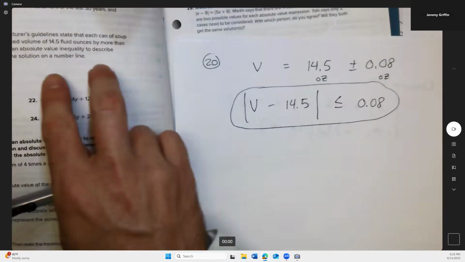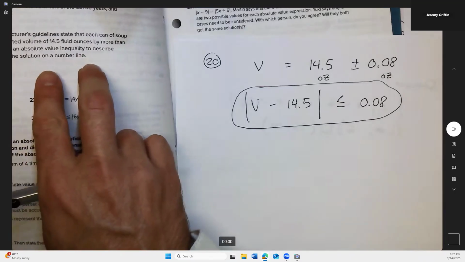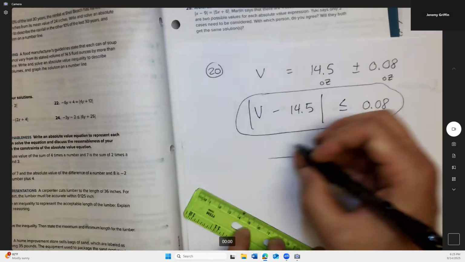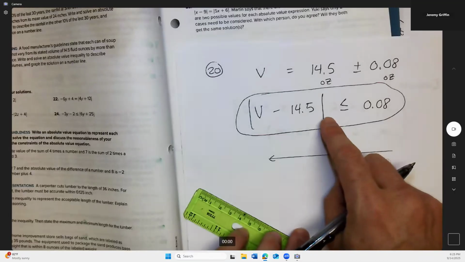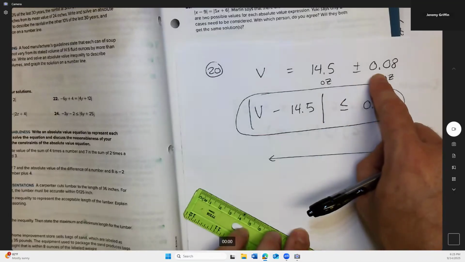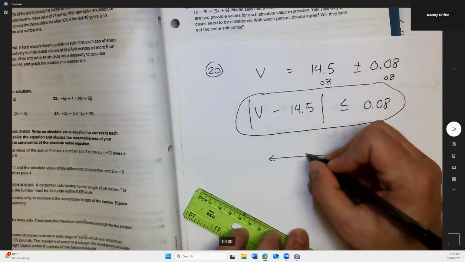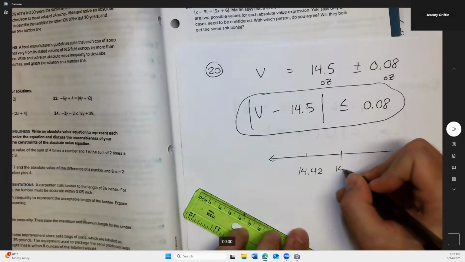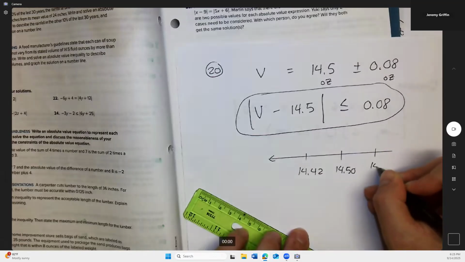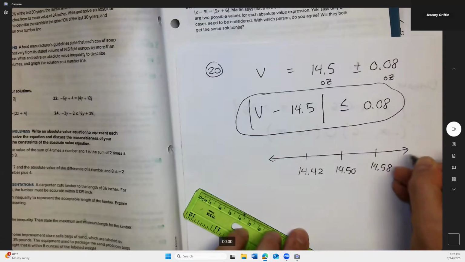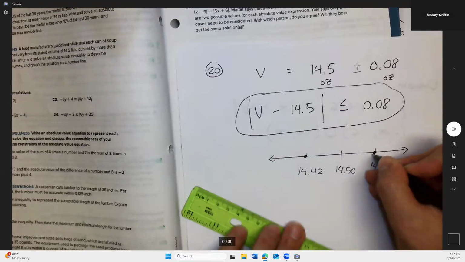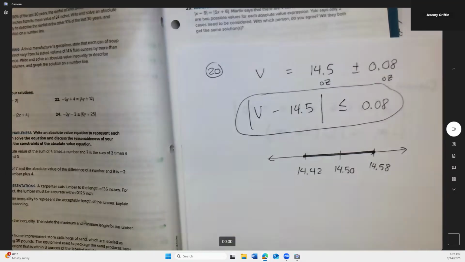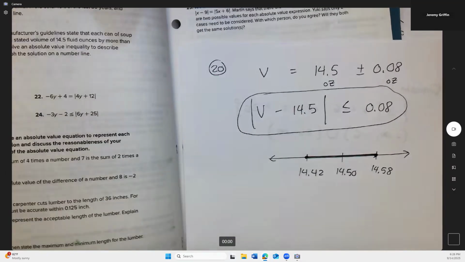What else did they ask for? So is it as an inequality? Okay. Oh, we graph the solution on a number line. So on a number line, let's go like, well, let's see, it'd be 14.42, 14.50, 14.58. Okay. So we're allowed to have it from here to here. Yeah, so this is what it would look like on a number line. Okay, like that. All right, let's go to number 25.